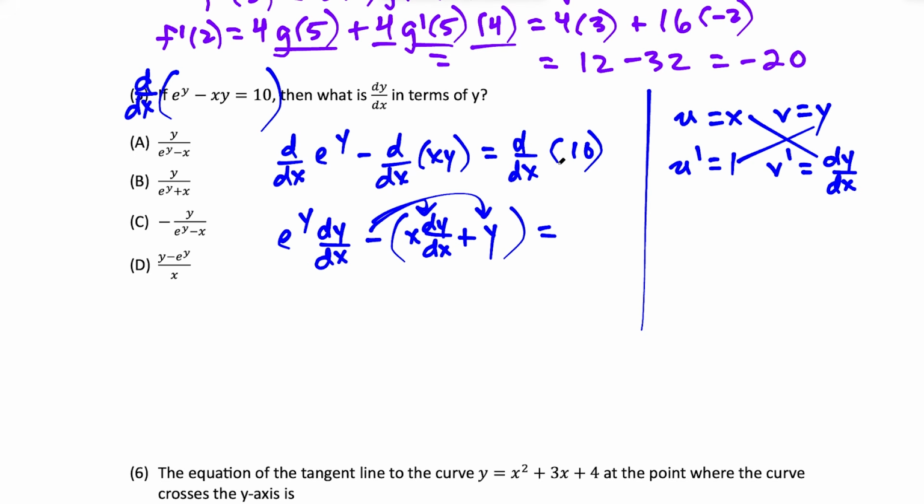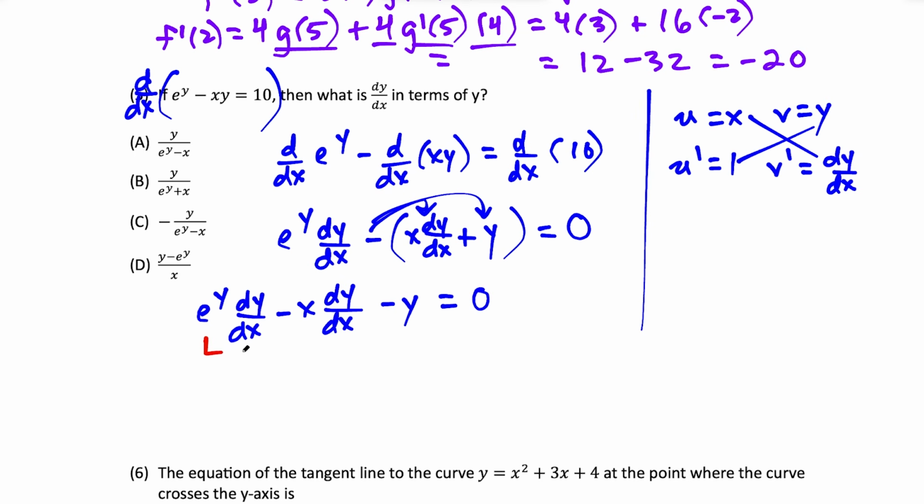So now the derivative of the right side is just 0. So now we do the distribution here, and we're going to have e to the y times dy/dx, and then minus x times dy/dx, and then we have minus y. Okay, so we're just sending that minus sign through, and this is all equal to 0. So now the rest is just algebra.